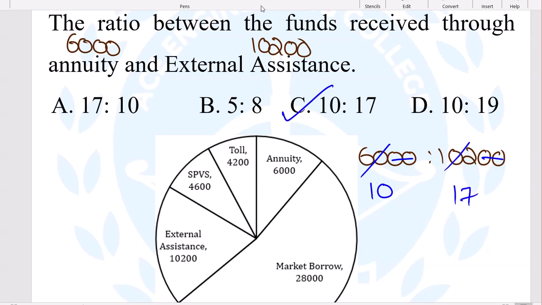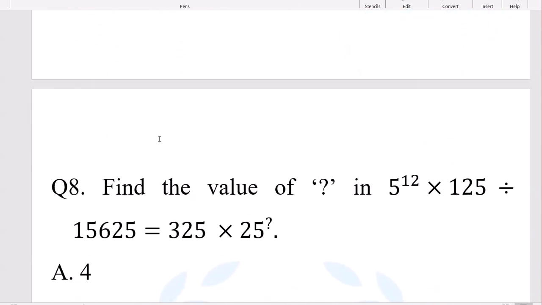Option C. Just pick the respective values. We don't worry about the entire thing. What they are asking is only regarding annuity, which is 6,000. External assistance is 10,200. The data is directly there in the diagram. Next, question number 8. This is a direct question. Pick the value and do the ratio. It's 10 and 17.